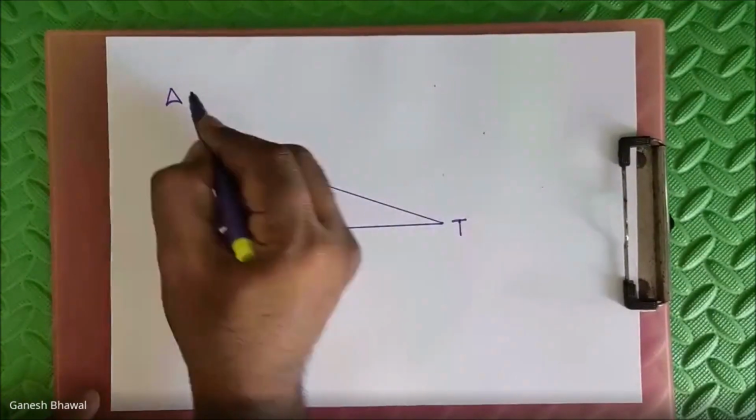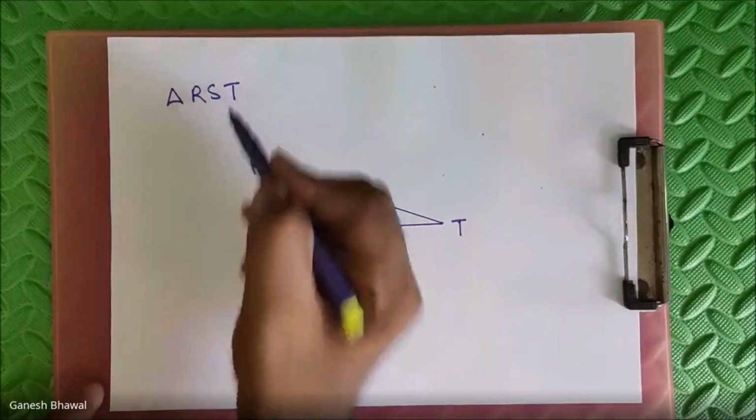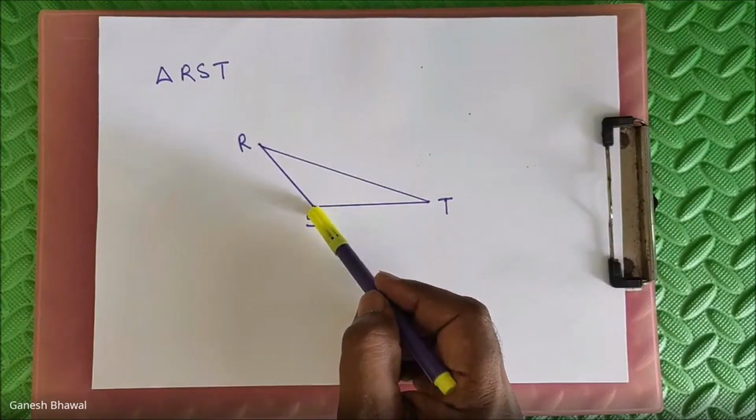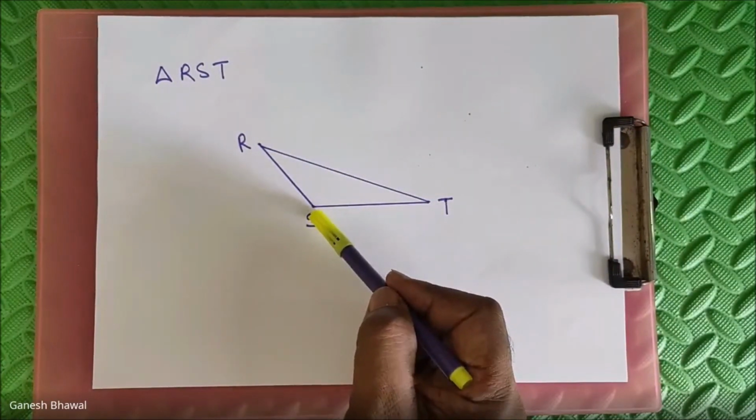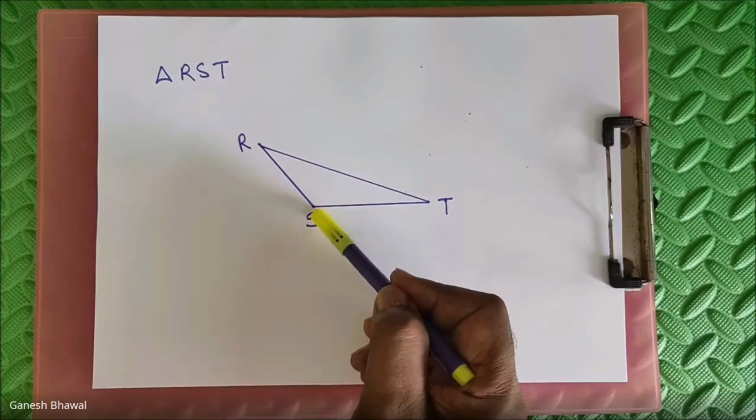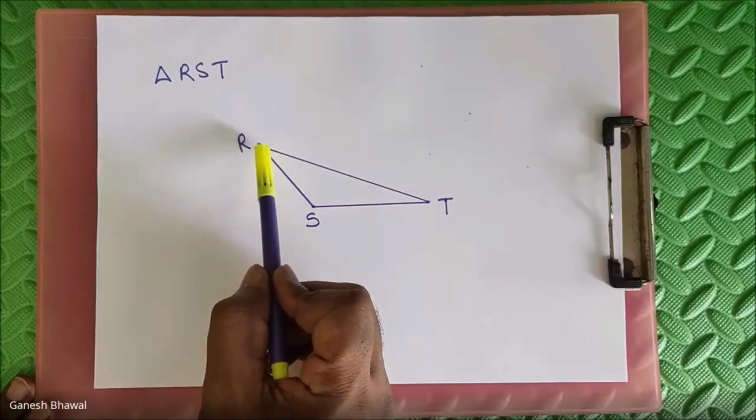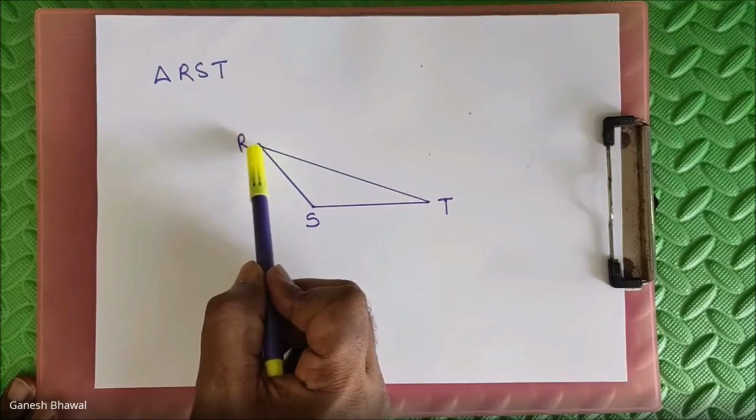Triangle RST. Now from point S, vertex S, we have to draw a perpendicular on its opposite side RT.